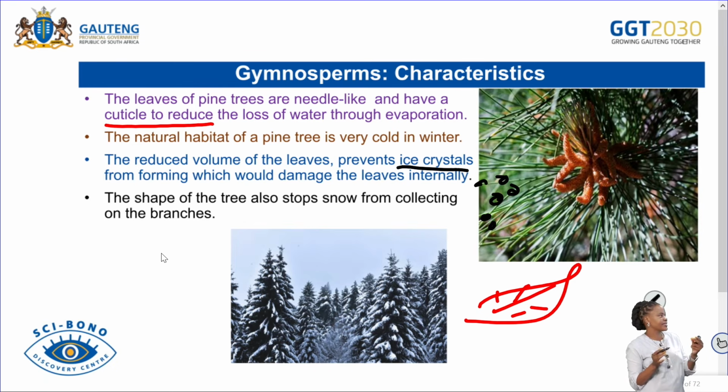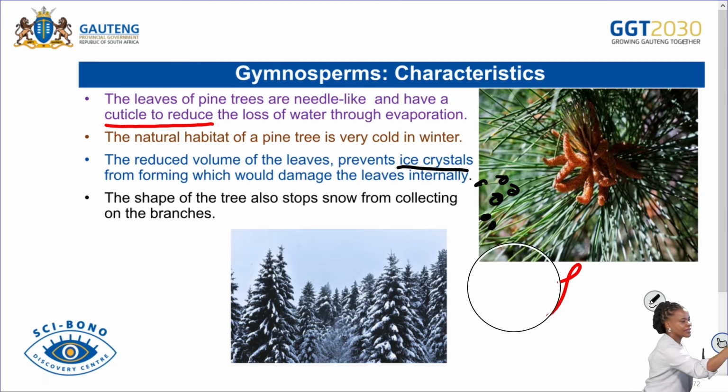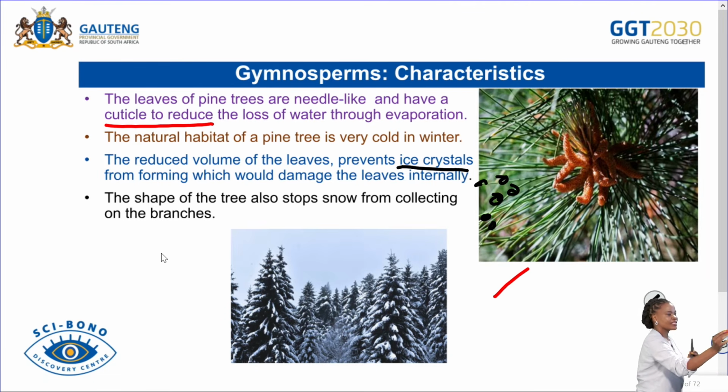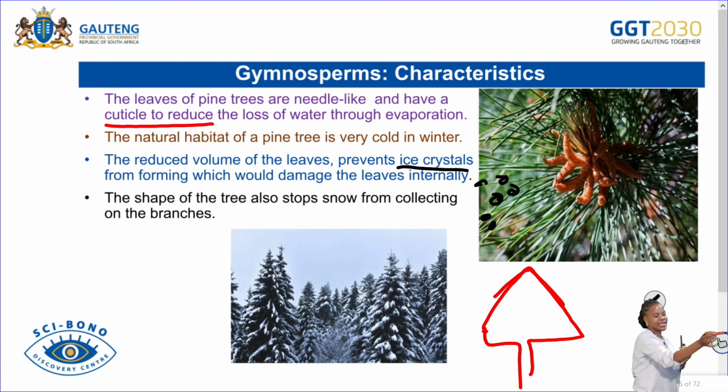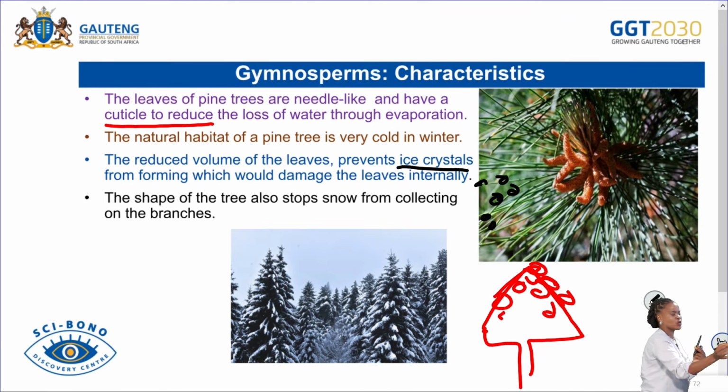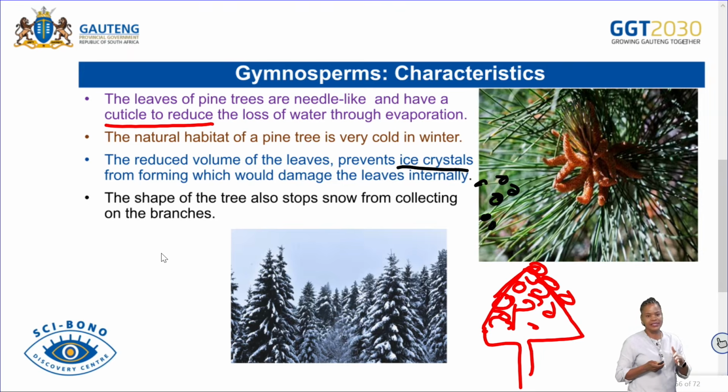So the shape of the tree also helps. Let me remember the pine trees. They have that pyramid shape. In other words, the shape of the tree does not allow the snow to accumulate on the tree. The snow does not accumulate on the branches of the tree because of that shape. So that's why they are even surviving those snowy conditions. They are surviving the cold conditions because of their structure.